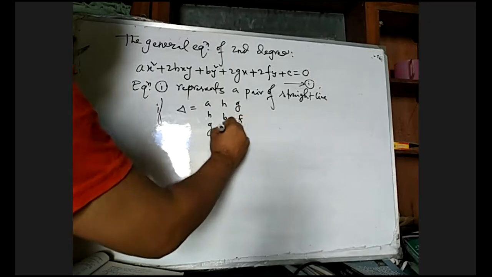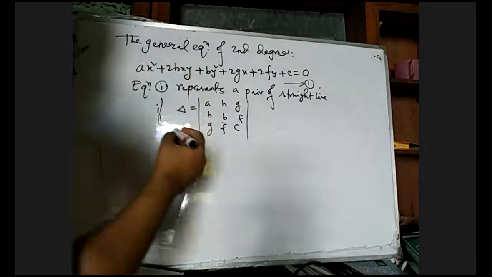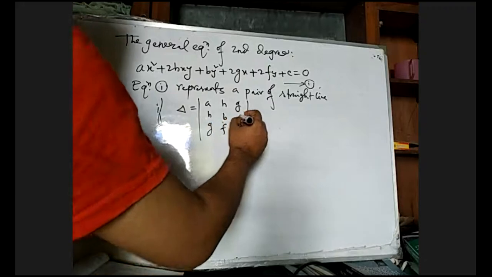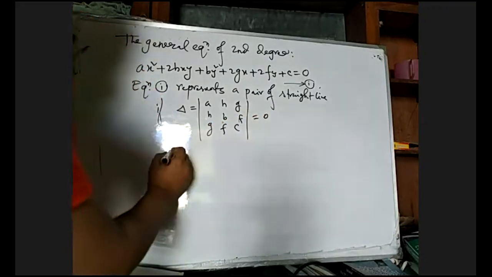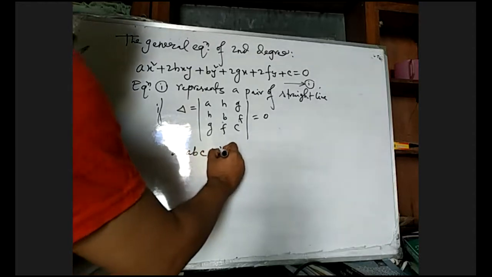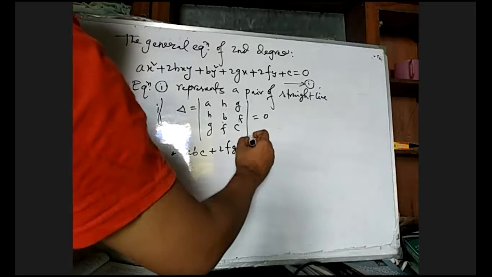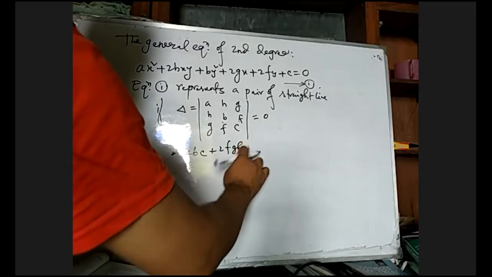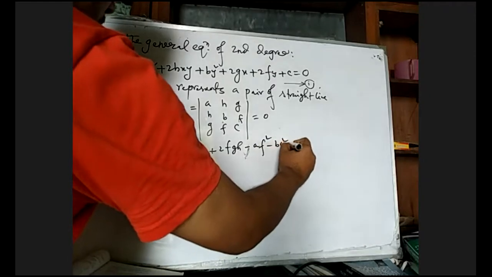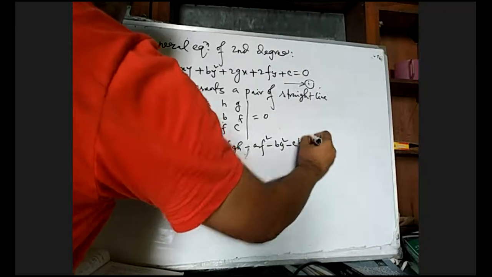This will be f and this will be f. This determinant can be written as abc plus 2fgh minus af square minus bg square minus ch square equals to 0.